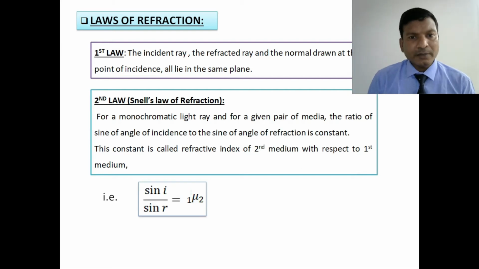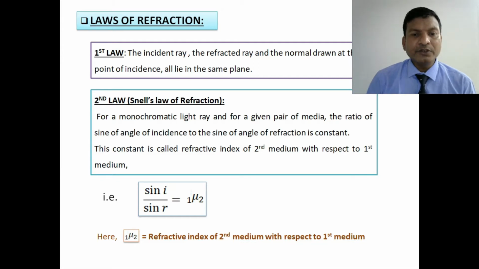For a monochromatic light ray and for a given pair of media, the ratio of the sine of the angle of incidence to the sine of the angle of refraction is constant. This constant is called the refractive index of the second medium with respect to the first medium. That is, sine i upon sine r is equal to mu 2 1. So the representation of the refractive index over here is mu 2 1.